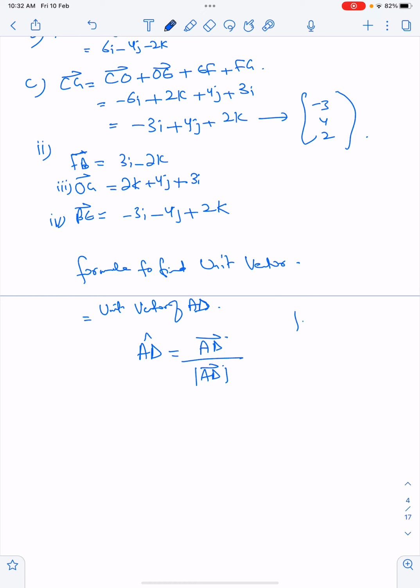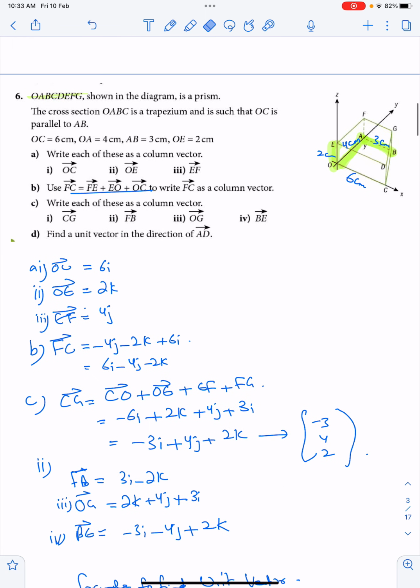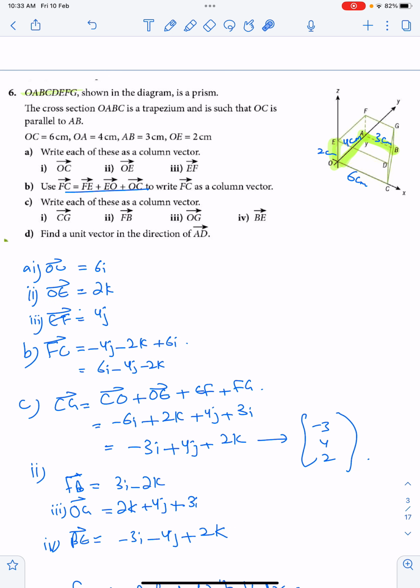We know the magnitude of any vector can be found by the formula: if this is a and this is b, it will be the square root of a squared plus b squared. Let's see. Firstly, we'll find out AD. What is AD? I have to go from A to D. So minus 4j plus 6i plus 4k.